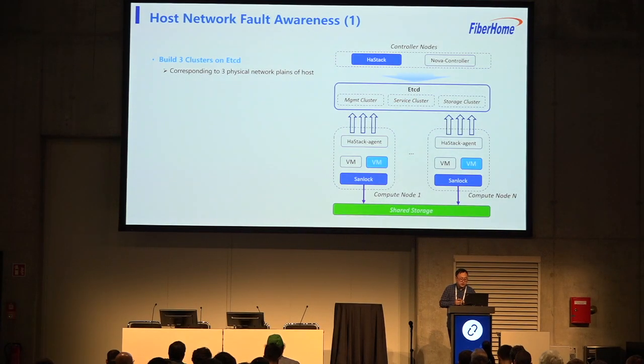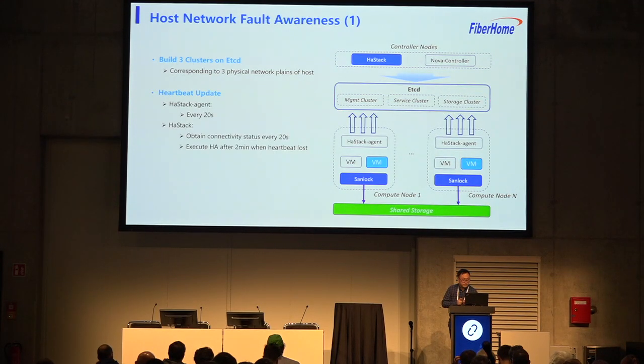And okay, we just introduced the fence lock, and then I'll start to explain the second key feature about host network fault awareness. And you can see from the graph, we've introduced the etcd between controller nodes and the computer nodes, and corresponding to three physical networks, we established three clusters on etcd. There are management, service, and storage clusters.